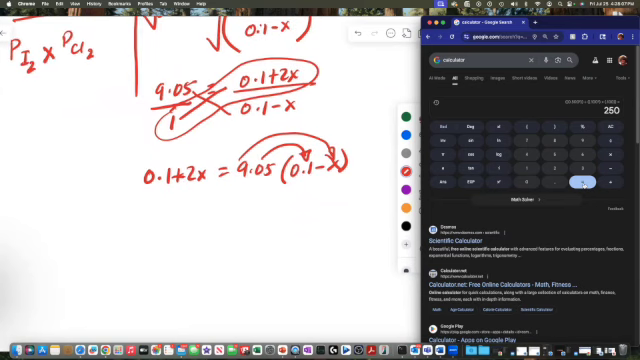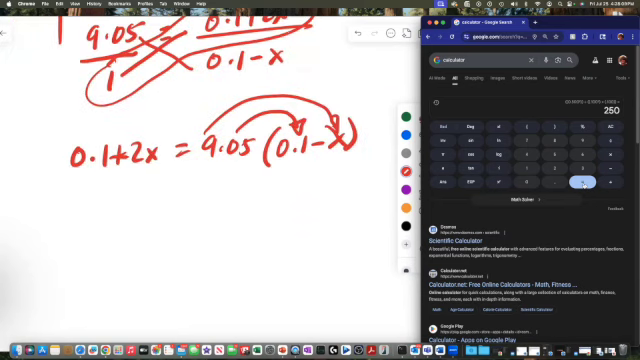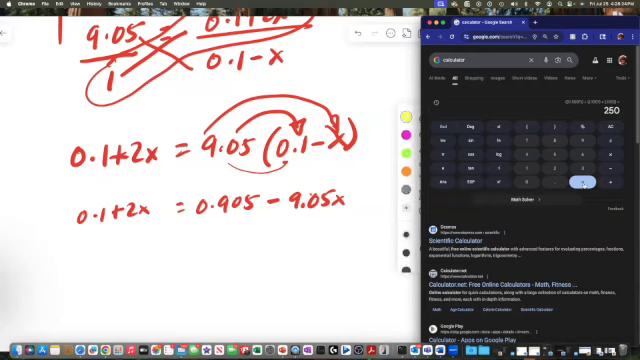Okay. So this works out to 0.905, right? When you multiply this by this. And then the other one ends up being 9.05x. And then 0.1 plus 2x. So we want to bring the variables together, right?